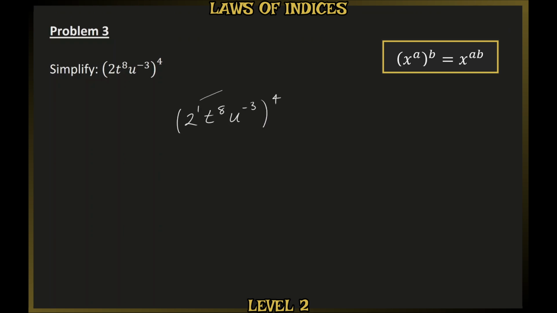So starting with 1 times 4, we have 2 to the power of 4, followed by 8 times 4, that gives us t to the power of 32, and finally minus 3 times 4 gives us u to the power of minus 12. Now since 2 to the power of 4 is 2 times 2 times 2 times 2, that becomes 16, and so our final answer here is 16t to the power of 32, u to the power of minus 12.